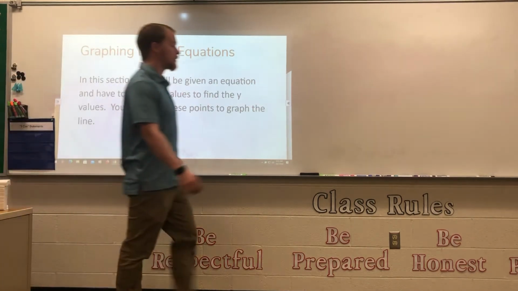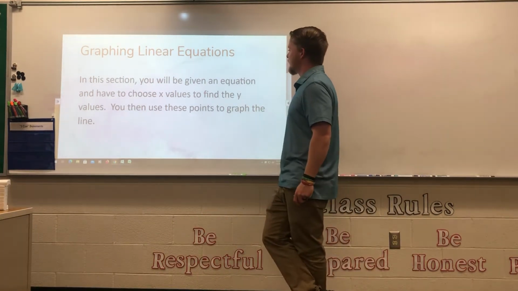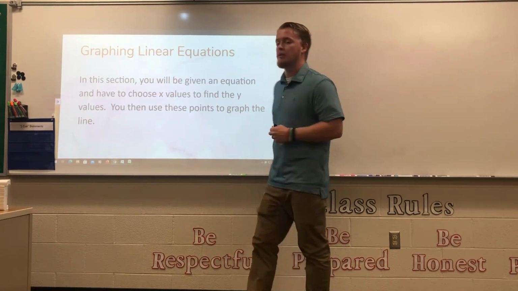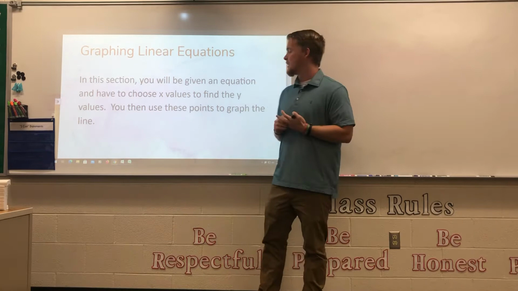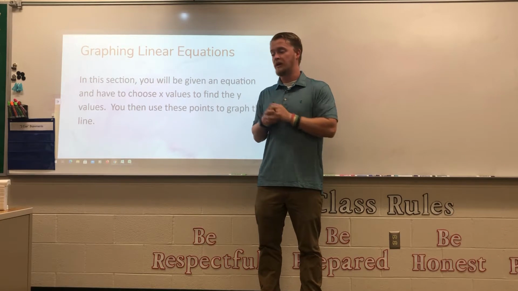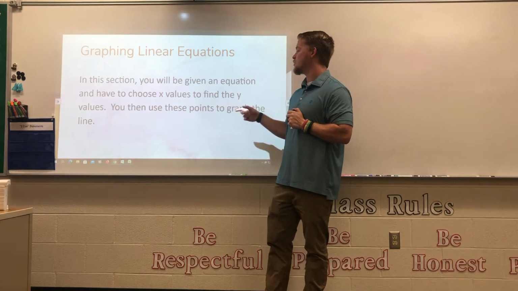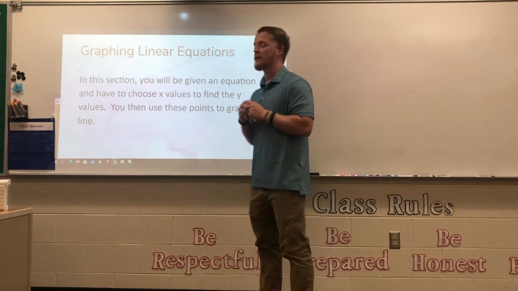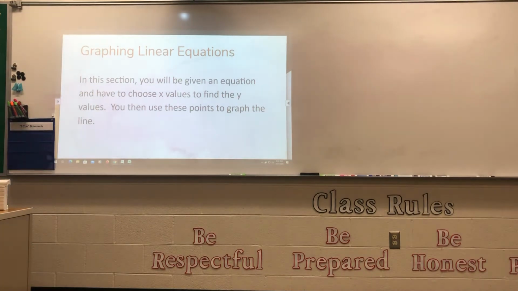And this is just giving an overview of what we're doing in this section. It says you will be given an equation and have to choose x values to find the y values. So basically you're choosing the x values, and then when you plug them into the equation and work it out, you'll come up with the y value that goes with it. So then you'll have an x and a y value, and that's your ordered pair. And then it says you then use these points to graph the line. Once you have enough ordered pairs, you'll put them on the coordinate plane to graph that line from that equation.